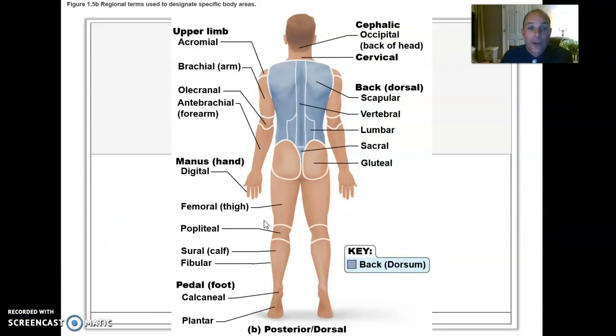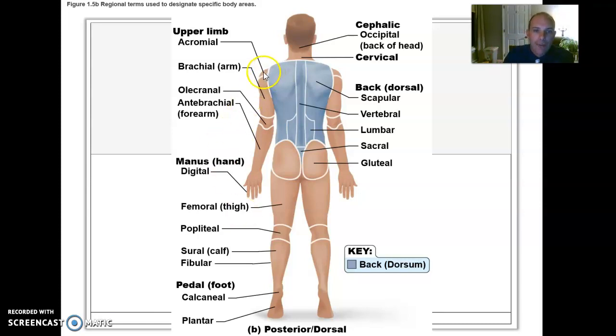All right, here is the rear region. And the rear is known as the posterior. All right, posterior or dorsal region. If you're a fish and you have a fin on your back, it's called the dorsal fin. You can remember it that way. I'm looking at the back, I got a dorsal fin. Well, I don't have a dorsal fin, but I could.